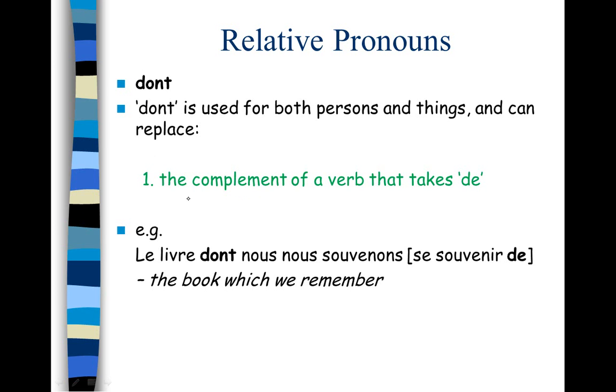So first of all, the complement of a verb that takes de. If we have a verb that takes de, we can use dont, as in this example. Le livre dont nous nous souvenons. Because this verb, se souvenir, takes de. The book which we remember. In English, the verb to remember doesn't have a preposition, but in French it does. And therefore we've managed to incorporate this idea of de. We haven't left it stranded at the end here.